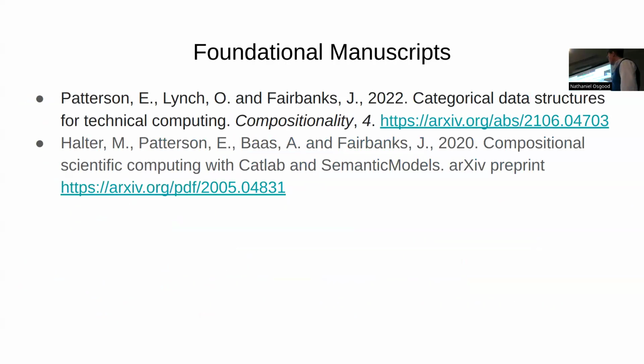For those who are interested more from the manuscript side, there are two foundational manuscripts, I would say, related here. There's one on categorical data structures for technical computing and compositionality that in some ways articulates the general program that Catlab is aiming to explore. It explains the use of attributed C-sets and C-sets within this area. And secondly, there's this other paper with a somewhat different emphasis on scientific computing with Catlab and a predecessor called semantic models that came from James Fairbanks' group.